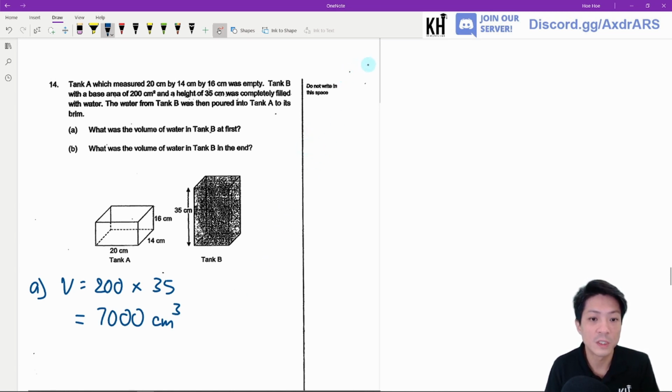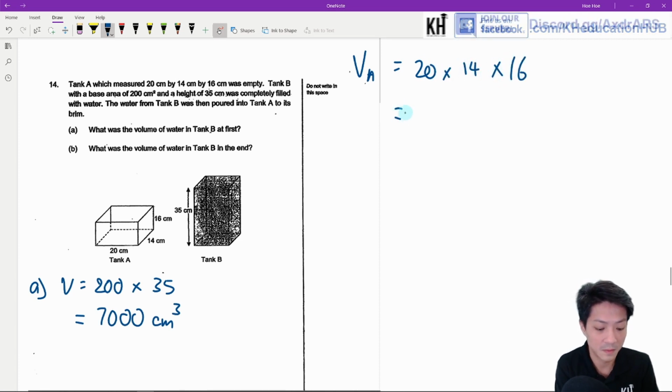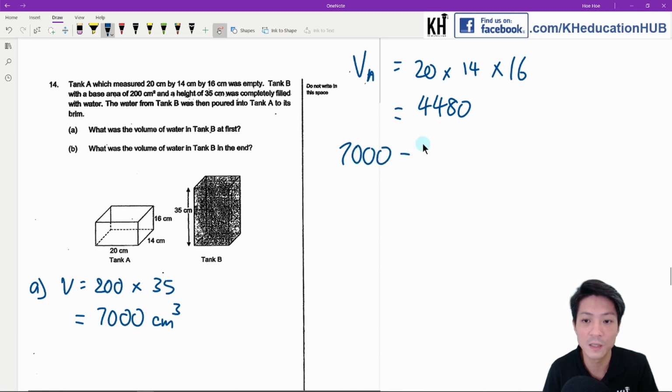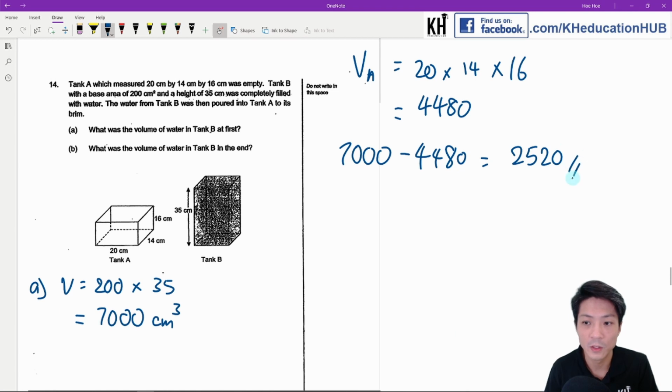B, what was the volume of water in tank B in the end? Okay, so we're gonna find the volume of tank A, which is 20 times 14 times 16, 4,480. Okay, since it is completely filled, that means out of the 7,000 cubic cm, 4,480 is poured over to tank A. So which means that the volume of water left in tank B will be 2,520.